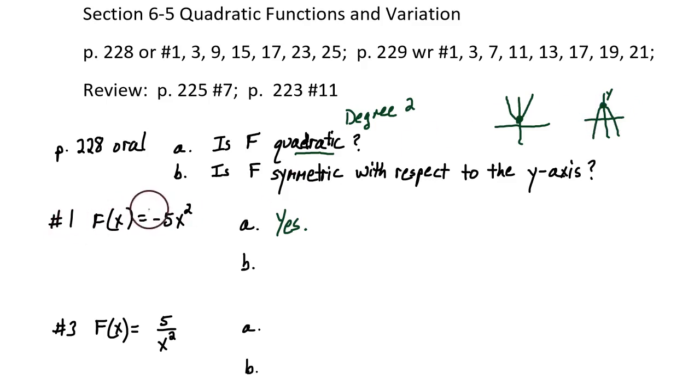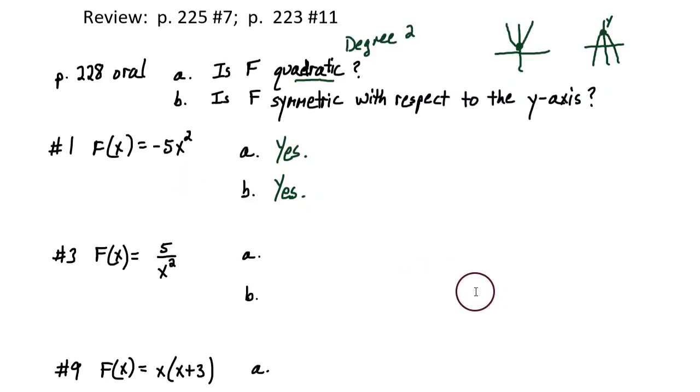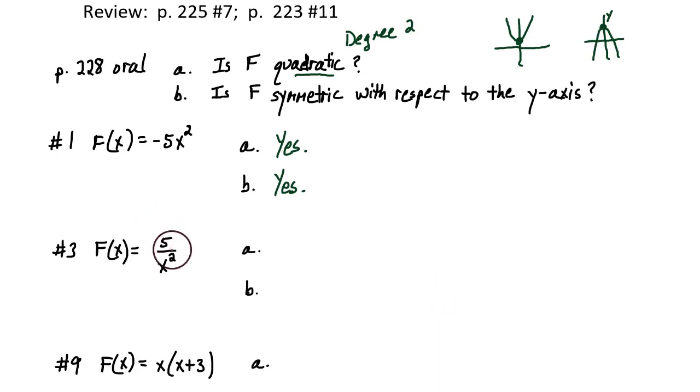For question number 1, this is symmetric with respect to the y-axis because the only term that we have is the second degree term. It's only when you have an x term with this that the parabola is no longer centered on the y-axis. Now, number 3, is this function quadratic?